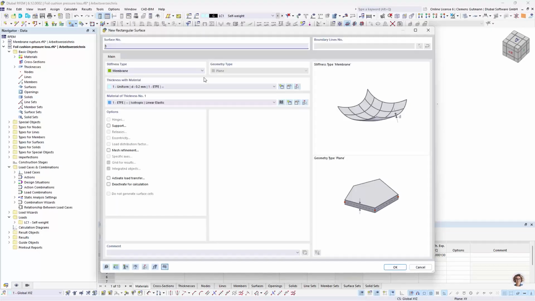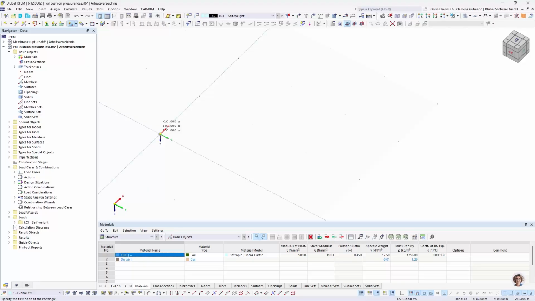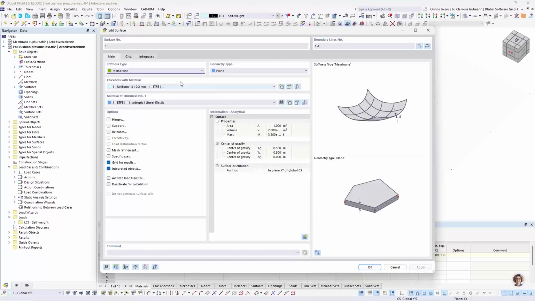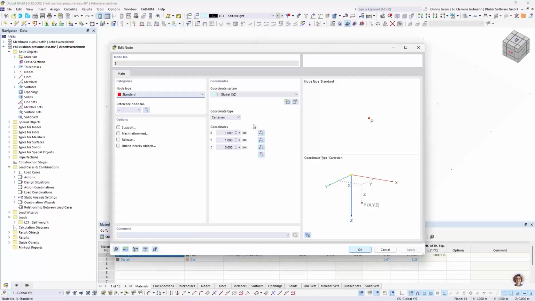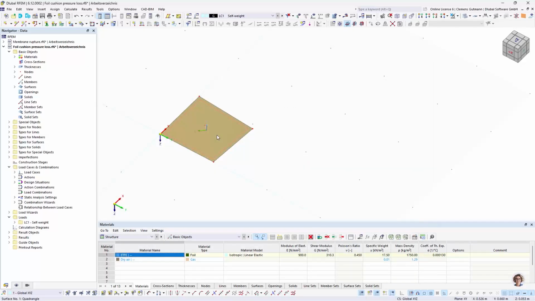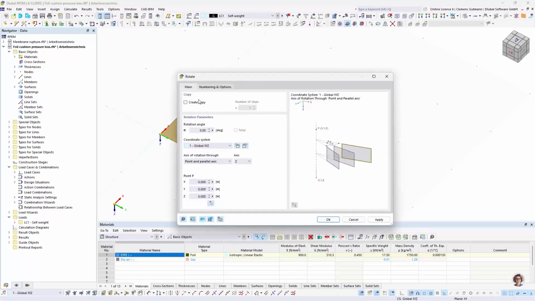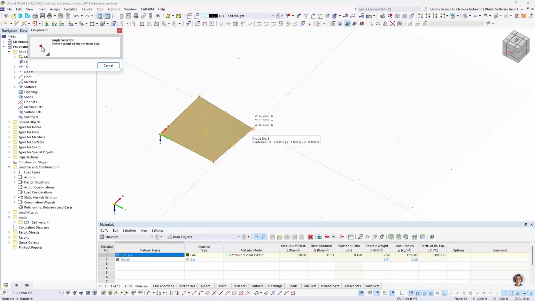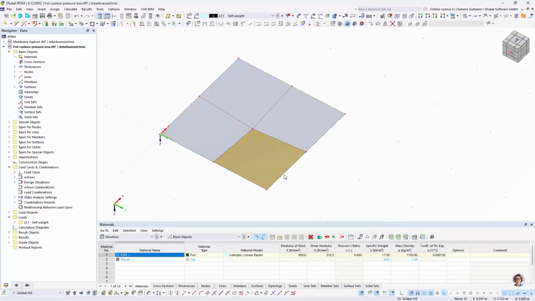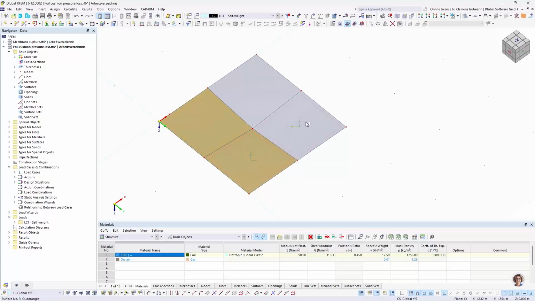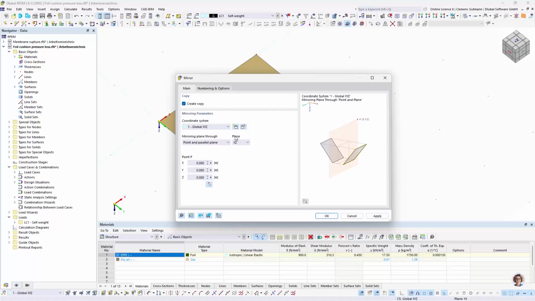Oh, wrong button. Okay, this, and then change that to a quadrangle surface and move that node down by 10 centimeters. And then rotate that about the center. Okay. And flip that again over to the top.